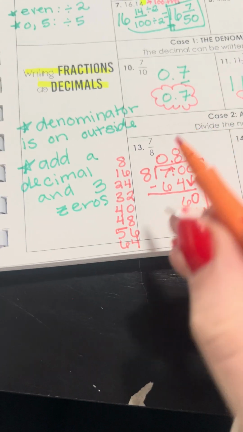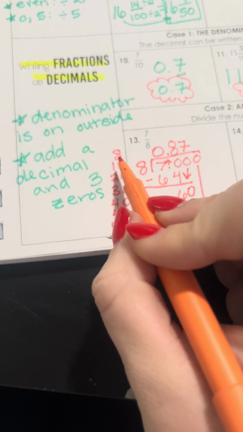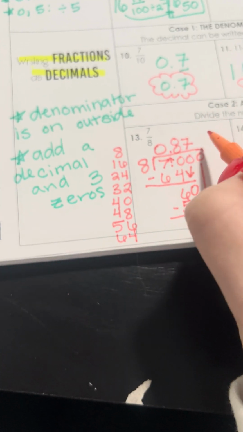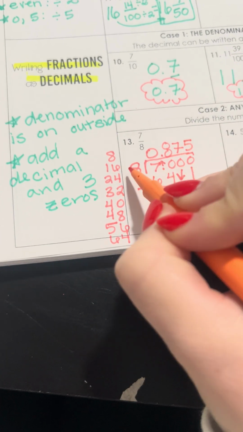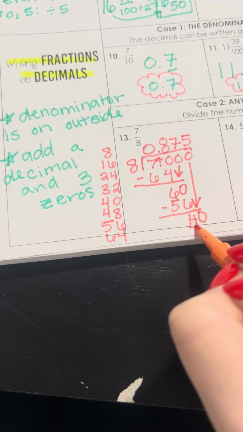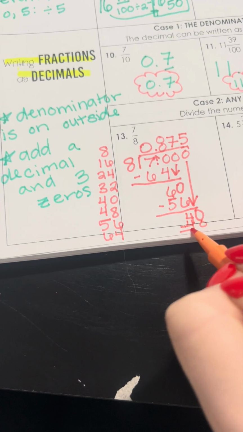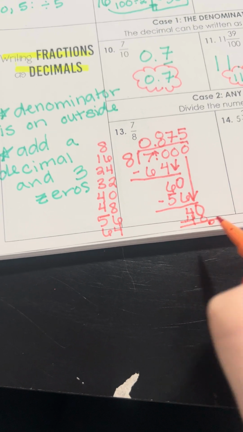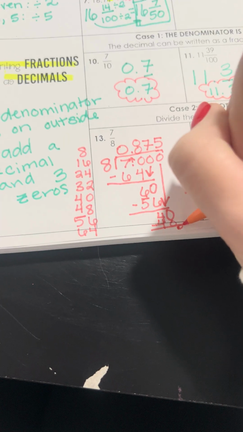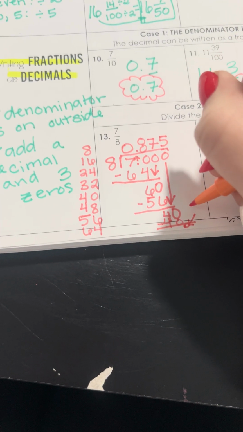8 goes into 40. Well, here's the number 40. 1, 2, 3, 4, 5 times. 8 times 5 is 40. You subtract those and you get 0 at the bottom. When you get 0 at the bottom, that's when you're done.